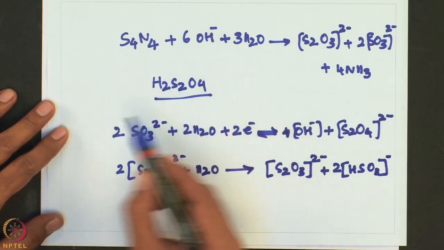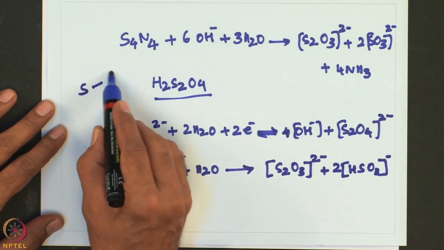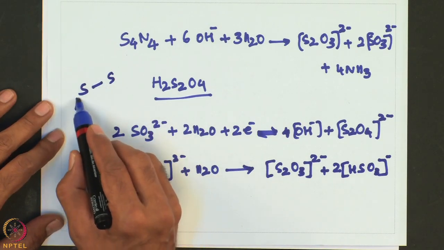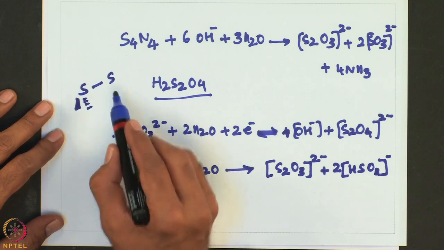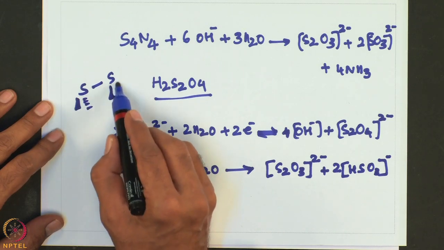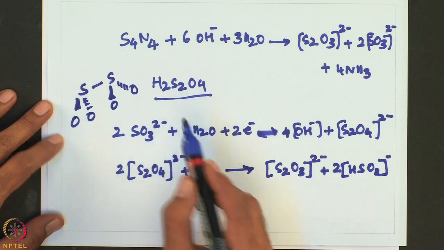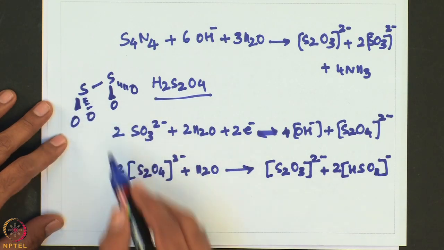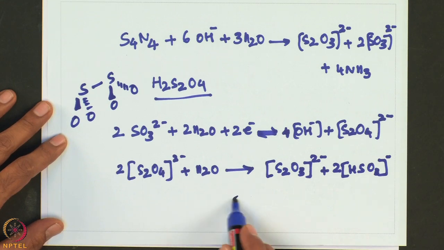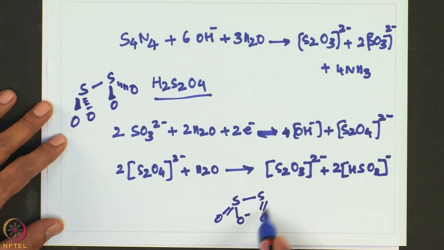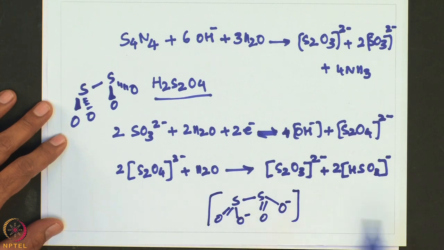And if you are curious to know the structure, this is how the structure looks like, S2O4 2 minus, or one can also write it in this fashion, so that you know where exactly the charge resides.